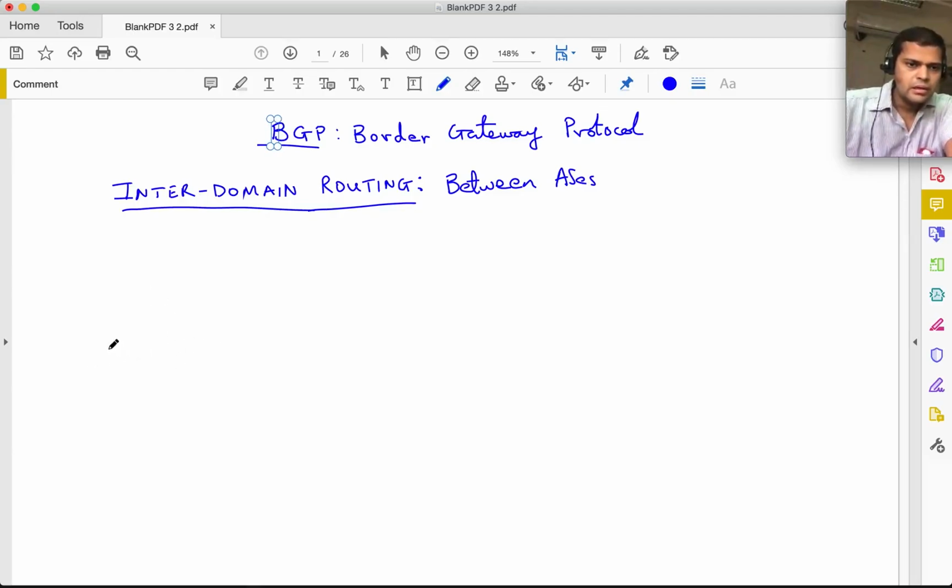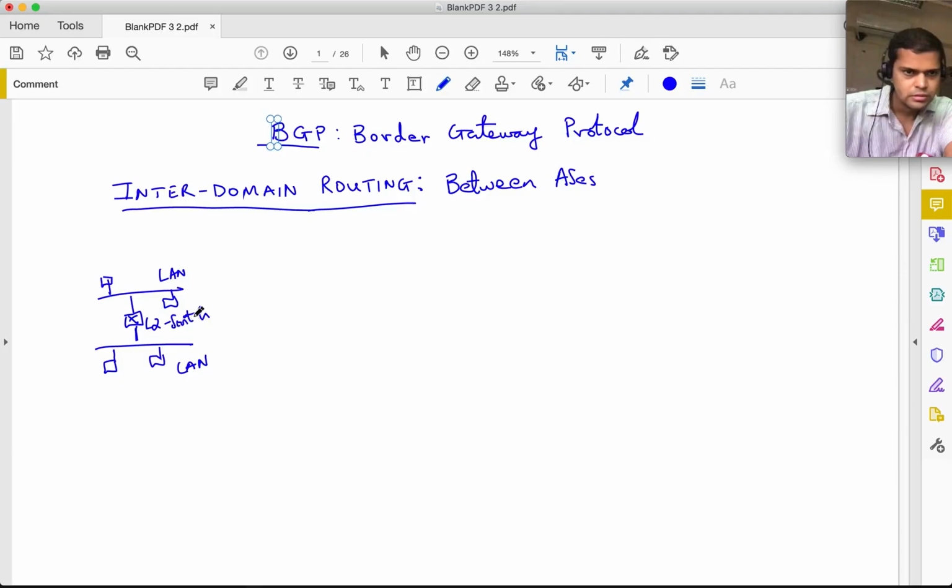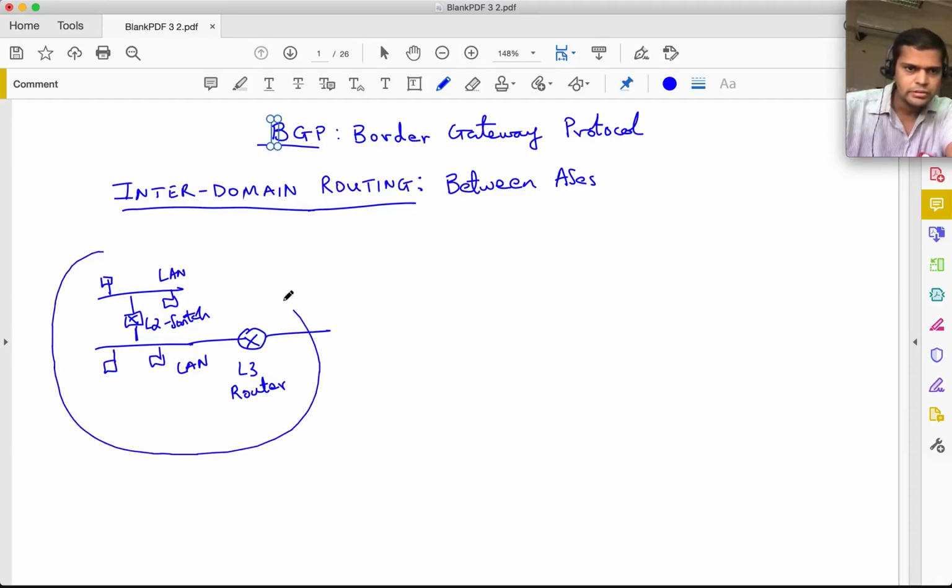So what have we looked at till now? First of all, we started with switching at layer 2. So we said there may be an Ethernet switch here and another, let's say, various LANs. So this could be a layer 2 switch. And there could be a layer 3 router over here which connects this whole network to the internet. So let's say this is one autonomous system.